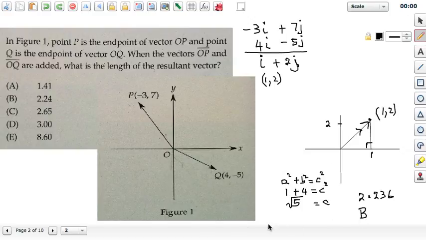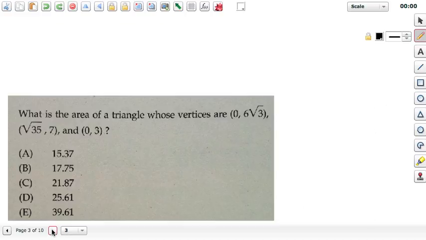Okay, hope you got this one. Moving on to question 3. I shall see you back in about a minute. Take a minute to do this problem.